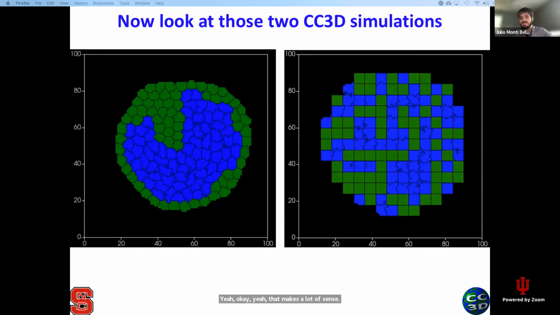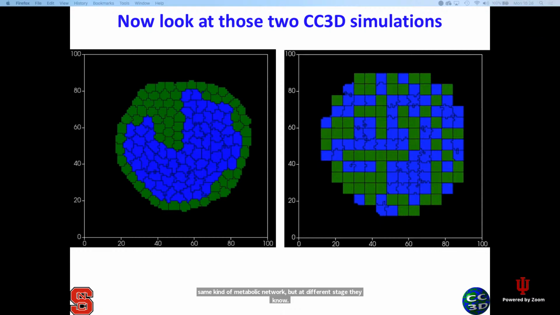Because it's movement, it's also growth or contraction. Yes. And it's a before state and an after state. So the metabolic state could be influenced by the surrounding environment. Yeah. So each cell has the same kind of metabolic network, but at different states depending on their local environment. You can do that. Cool. Thank you. Sure.